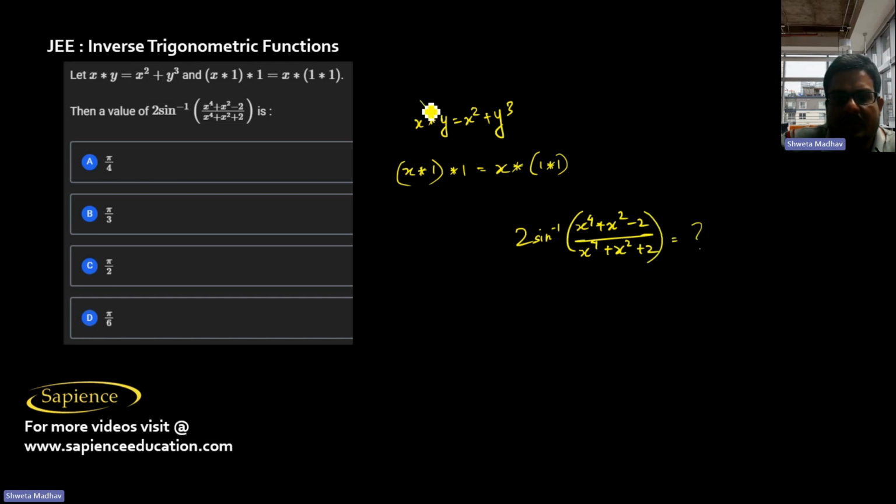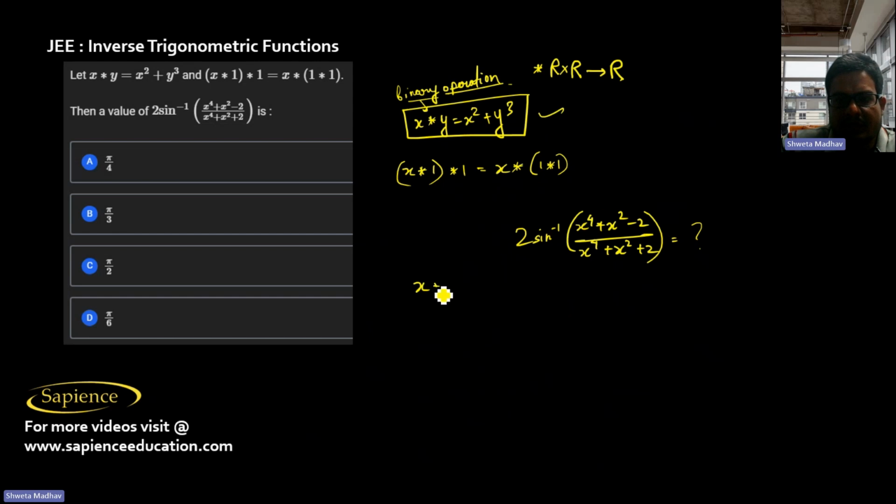Now this is a binary operation. This star is a binary operation which is defined on two inputs. Binary operation means from two inputs it will give a single output. So here star is a binary operation on real numbers x and y, which will give a single real number. So it maps from R cross R to R, which is defined like this.